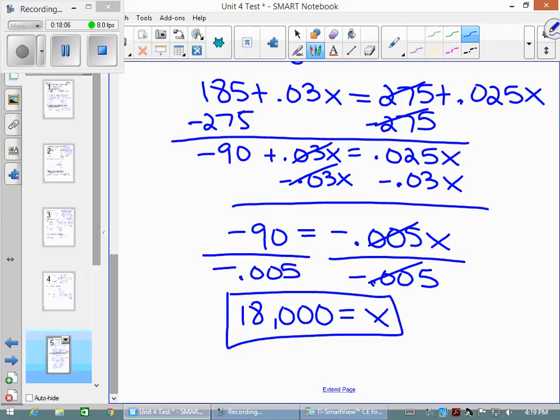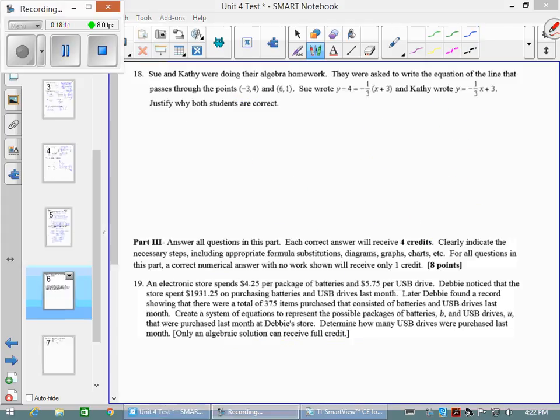Okay, so for question 18, they said Stu and Kathy were doing algebra homework. They were asked to write the equation of a line that goes through these 2 points, and they wrote 2 different equations. We want to justify why they're both correct. So if we look at these, our equations look different, but we have to see if one is equal to the other because they're telling you that both of them are correct. So we use justify, which means just your math, to show that these both are correct.